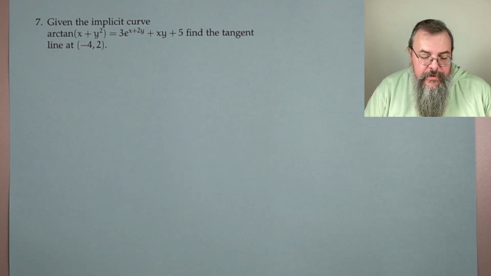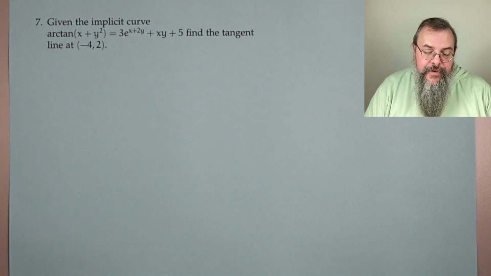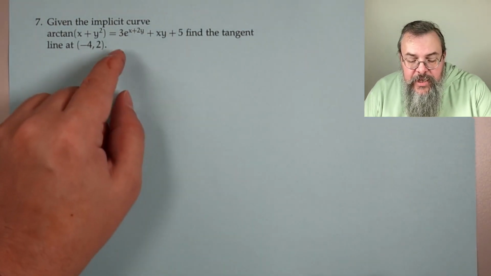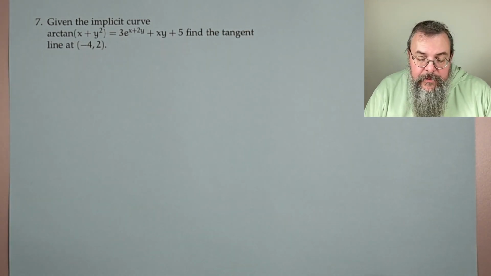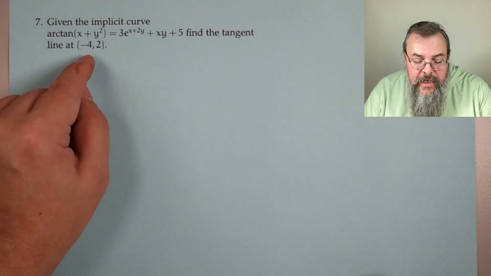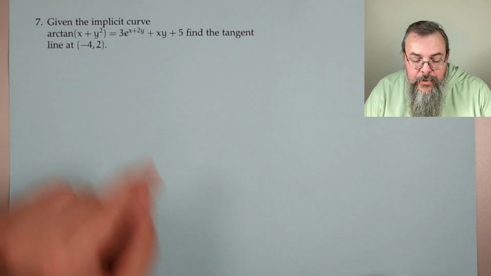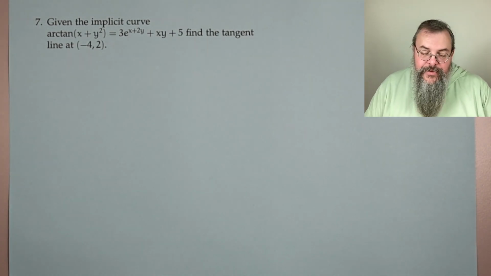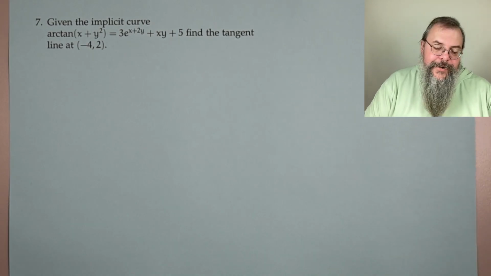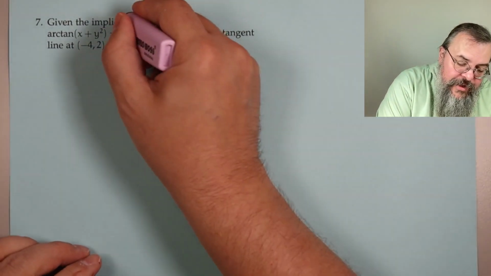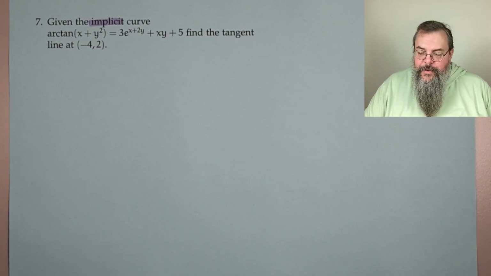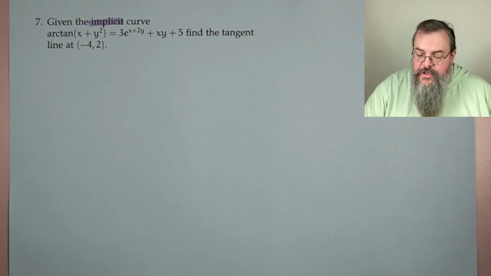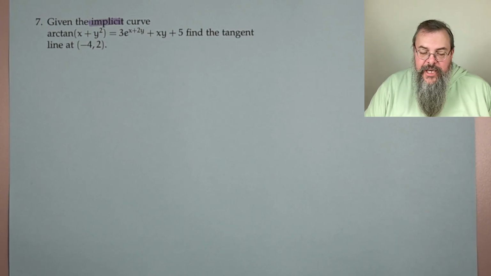Given the implicit curve, arctangent of (x plus y squared) equals 3e to the x plus 2y plus xy plus 5. Find the tangent line at the point (negative 4, 2). All right. So, key word here, implicit. We've seen that word a lot today. So what do we know? Well, we know we're doing implicit differentiation. We also see that we're doing a tangent line.